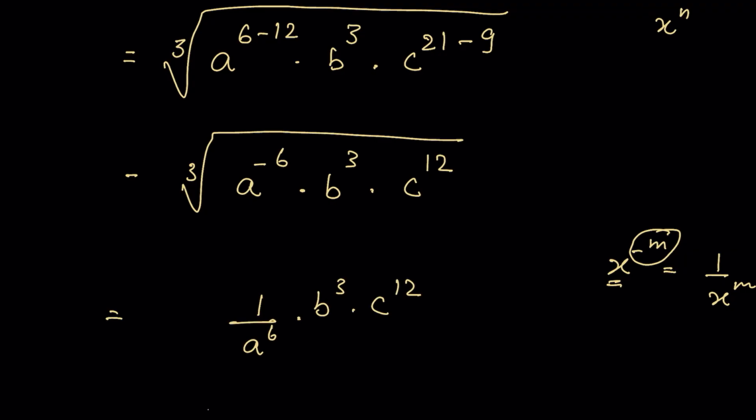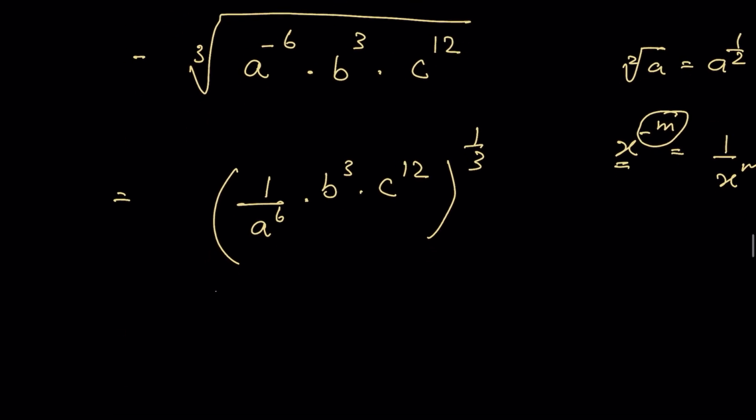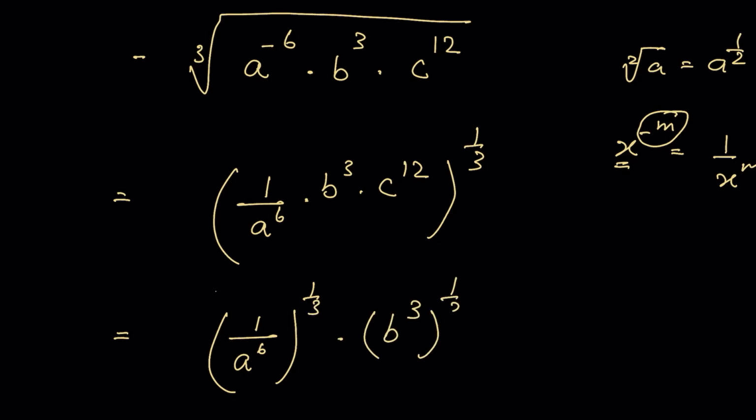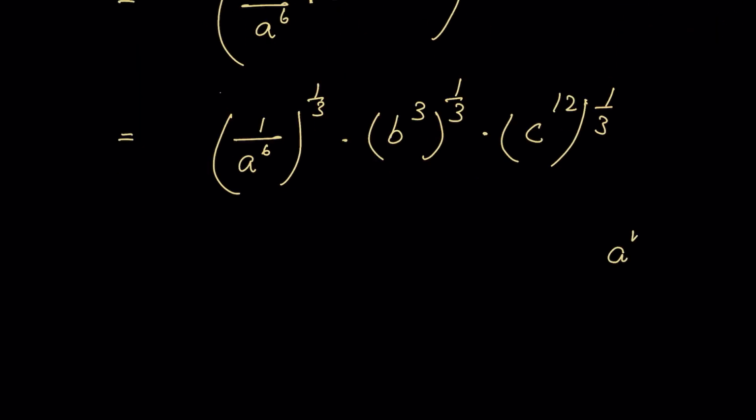Now cube root means it is raised to the power of 1 upon 3. Square root means it is raised to the power of 1 upon 2. Cube root means raised to the power of 1 upon 3. Again using the law of the exponent, 1 upon a raised to the power 6 whole raised to the power of 1 upon 3, then times b raised to the power 3 whole raised to the power of 1 upon 3, then times c raised to the power 12 whole raised to the power of 1 upon 3. A raised to the power m whole to the power n is equal to a to the power m times n.